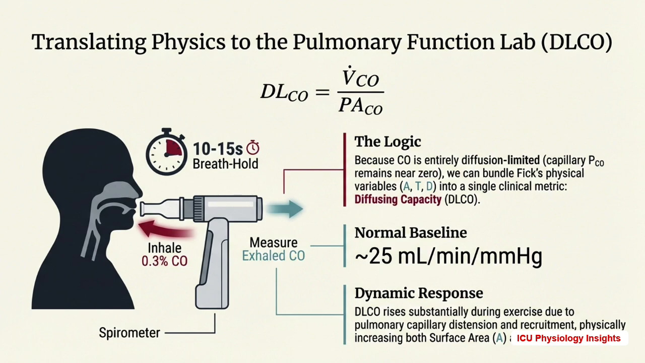Now, why do we use carbon monoxide? We use it for that very specific reason we talked about earlier. It's diffusion limited. Its uptake depends entirely on the membrane, not on the blood flow. We make the assumption that the capillary partial pressure of CO is 0 because hemoglobin just soaks it all up. So the DLCO becomes this one powerful number that tells us about the overall health of the membrane. It basically bundles up the area, thickness, and diffusivity from Fick's law into a single clinical index.